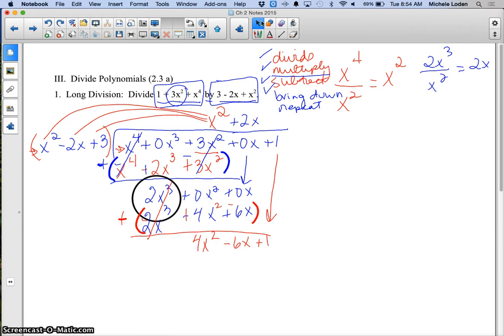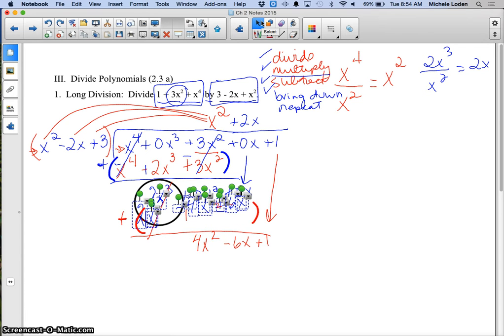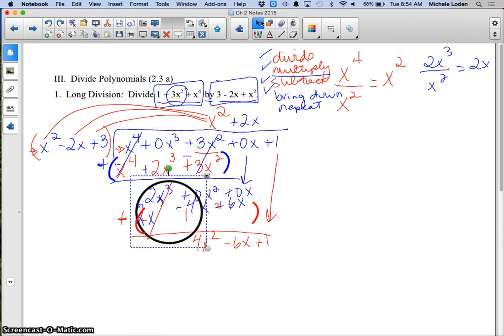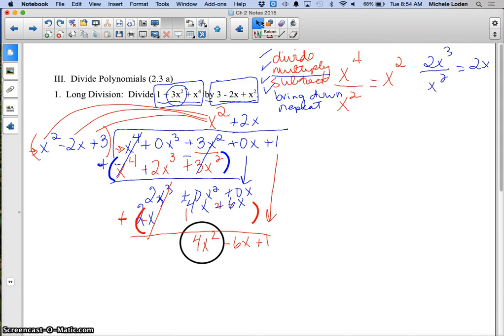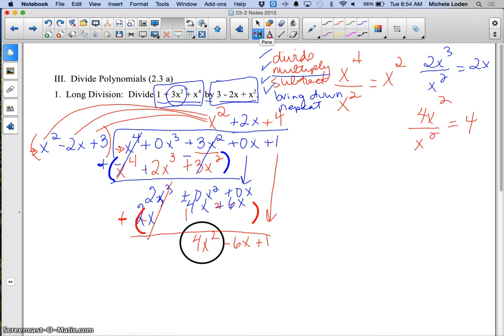Now it's time to divide again. Remember, we divide the first term on the inside by the first term on the outside. So we're dividing 4x squared by x squared. That gives us 4. So we'd add 4 on the end, keeping our constants lined up vertically, and now we'll multiply 4 times x squared minus 2x plus 3. So 4x squared minus 8x plus 12.